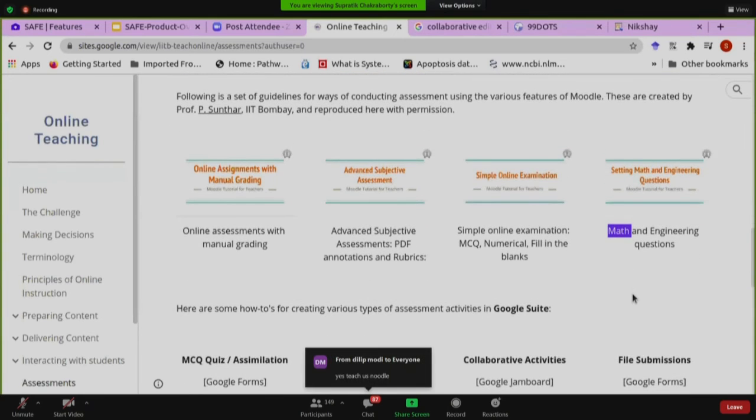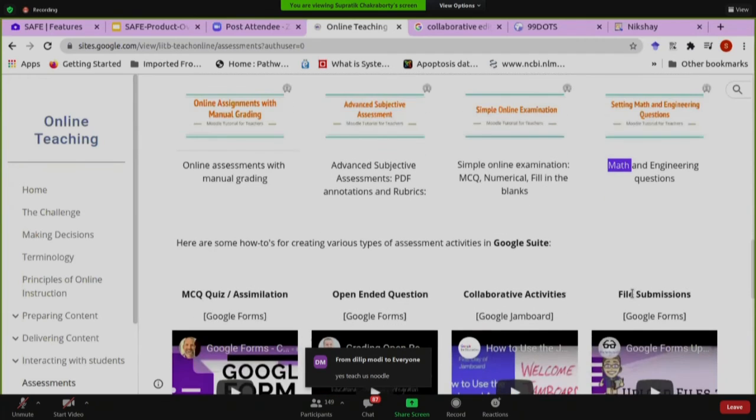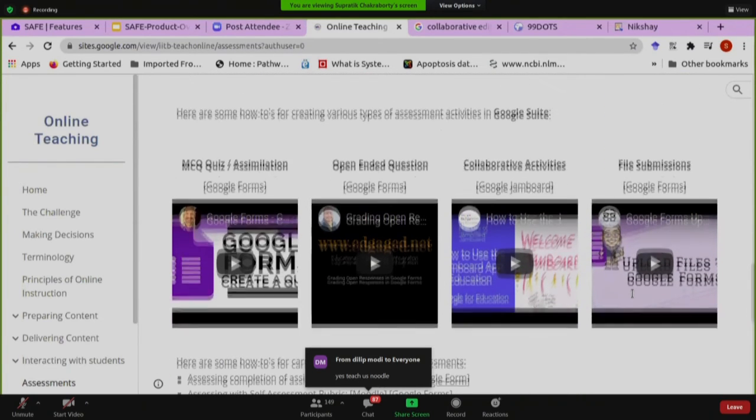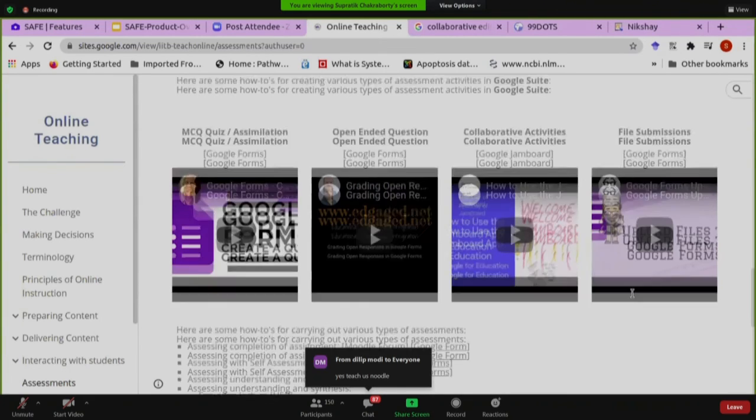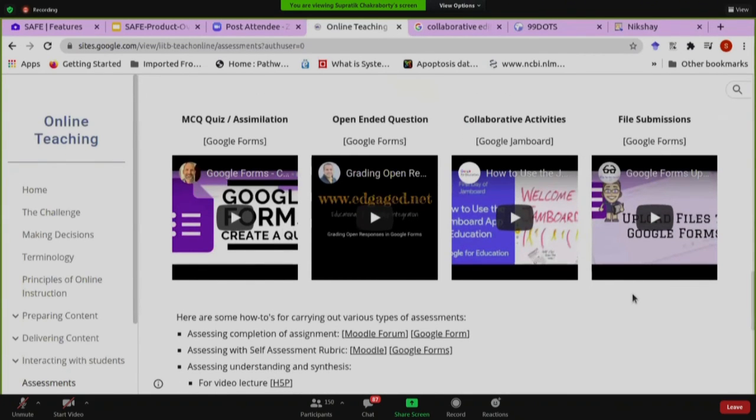Okay, now if Moodle doesn't work for you, Google Suite, I believe, is already being used by a lot of you. So Google Suite also allows a very rich set of evaluation, but as I said, using Moodle, you actually get more facilities, more controls over how to conduct your assessments. But using Google Forms also, you can do multiple choice quiz, open-ended questions. And Google Jamboard is there, which you can use for collaborative activities when you're doing learning based discussions, learning by doing, learning based interactions, and of course file submissions are also possible.